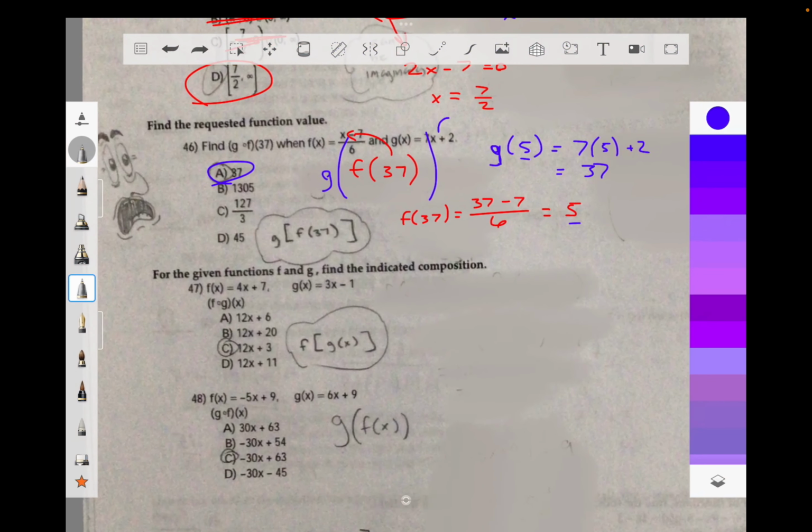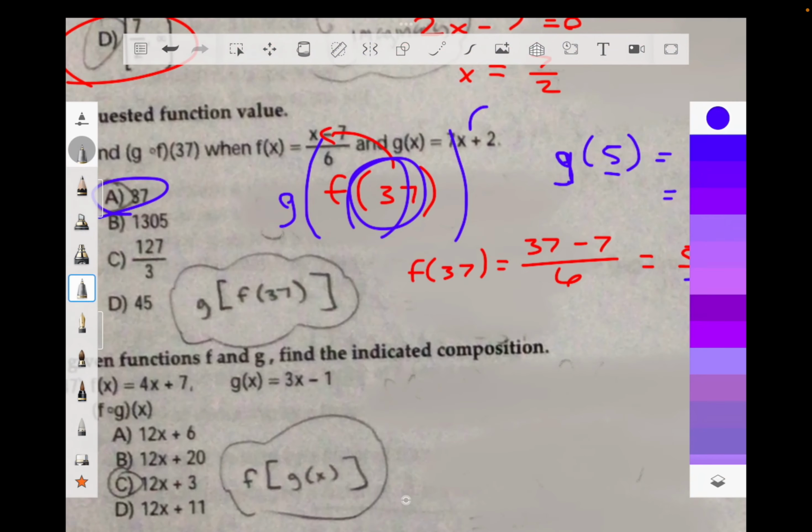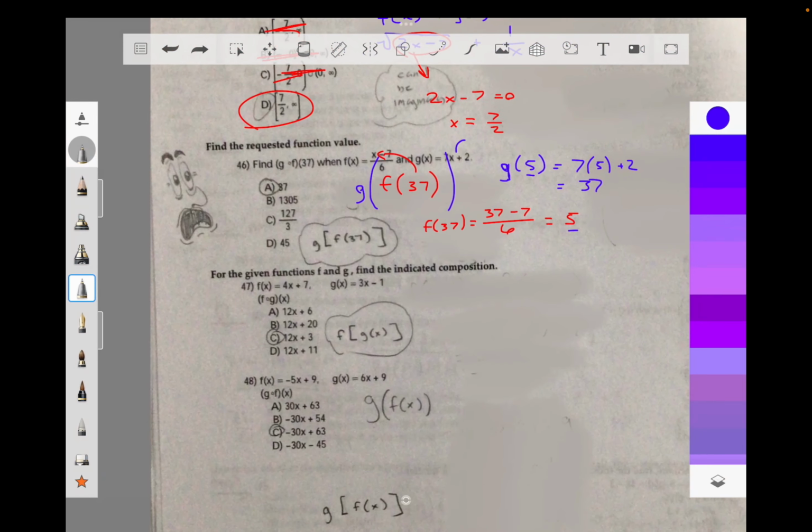But again, if they give you like the composition, then you solve for the one in the center first, and whatever number you get from there, then you just do the same thing and you plug it back into the bigger one, right? The one that's eating the smaller one, I suppose, is a way to think about it.